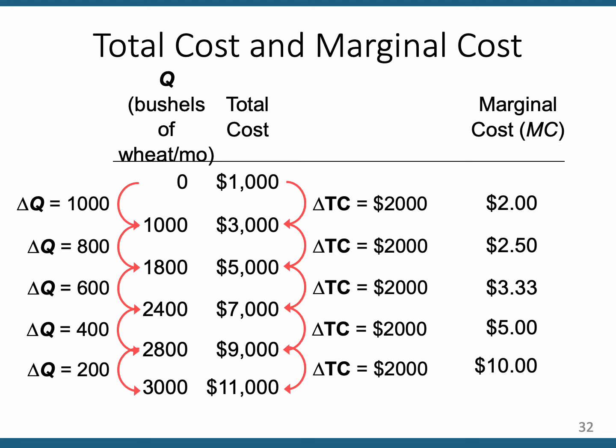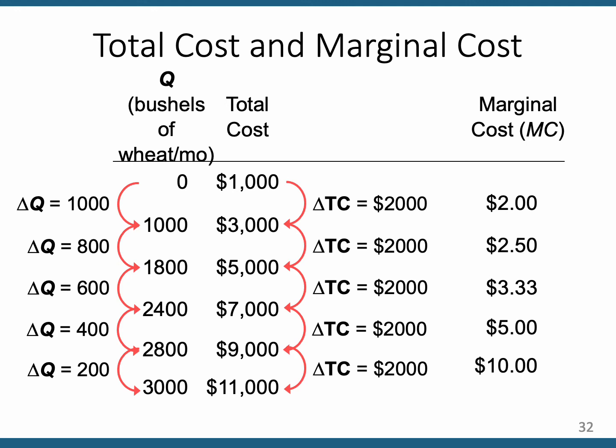Now marginal cost when you go from 1,800 to 2,400 bushels per month, again, total cost increases by 2,000. That goes in the numerator. In the denominator, it's the increase in Q. Q only went up by 600 now. So 2,000 divided by 600 is $3.33. That's the marginal cost of those 600 bushels per month you've added.